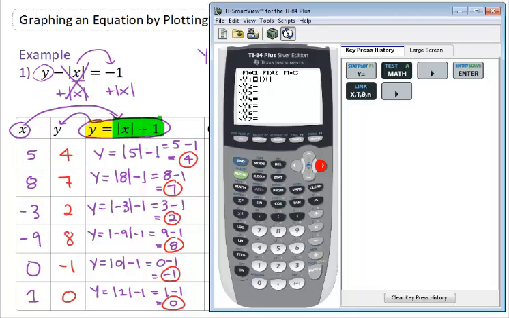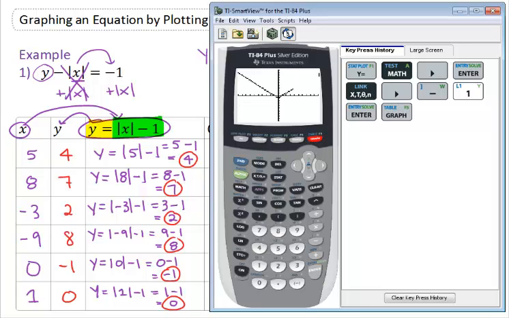The rest of my equation is minus 1. So I hit minus 1, and then enter to tell my calculator that I am done entering my equation. If I want to see this graph, I'm going to push my graph button on the very top right. And there we see the V that we have drawn by hand. So this is one way to check to make sure that you have the right graph of your equation.